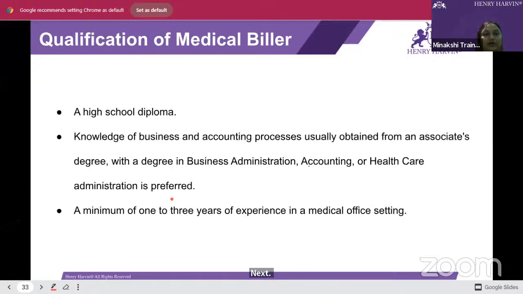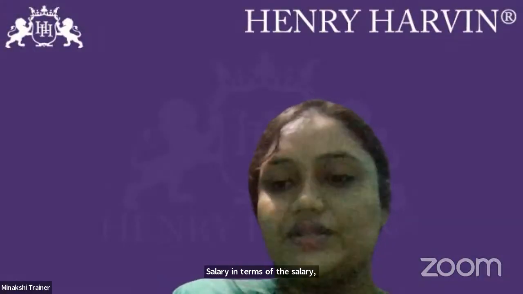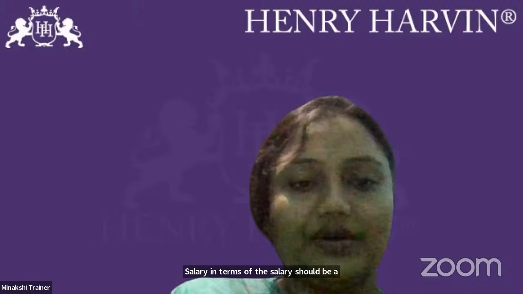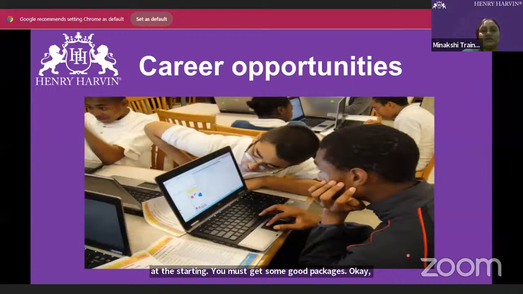Next, we will be talking about career opportunities. Career opportunity in the sense, whenever you are looking for any kind of job, the very important thing is you look for salary. What do you look for? You look for salary, right? The salary should be good, at least at the starting you must get a good package, and there should be an increment. So all these things we look for.